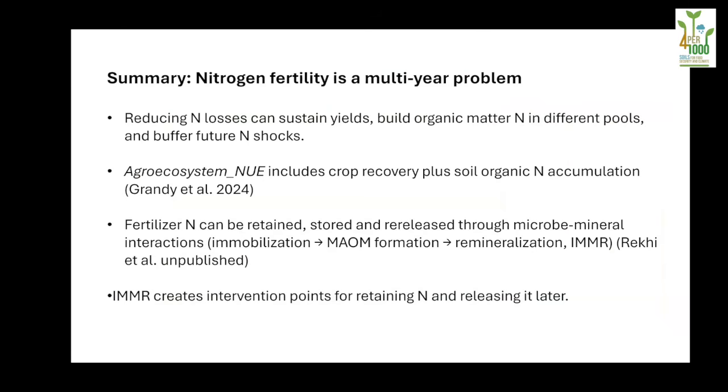And just to tie it up, reducing nitrogen losses can sustain yields, build organic matter nitrogen in different pools, and buffer future nitrogen shocks. We should be thinking about the fate of fertilizer across seasons. Agroecosystem NUE is one way to do that, and it includes crop recovery plus soil organic nitrogen accumulation. Fertilizer N can be retained, stored, and re-released through microbial-mineral interactions, what we call IMMER: immobilization, MAOM formation, and remineralization. The interesting thing about this pathway is it creates intervention points for retaining nitrogen and releasing it later.